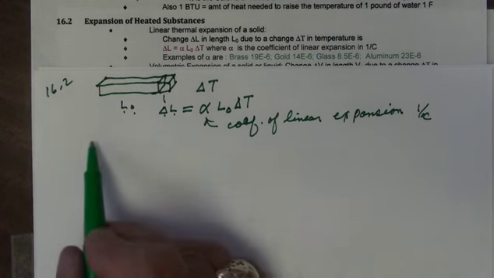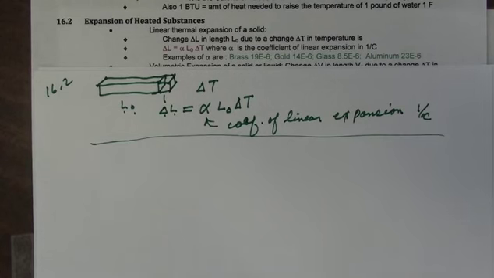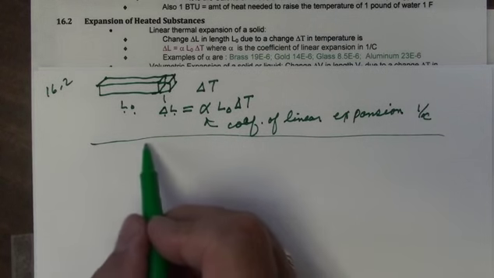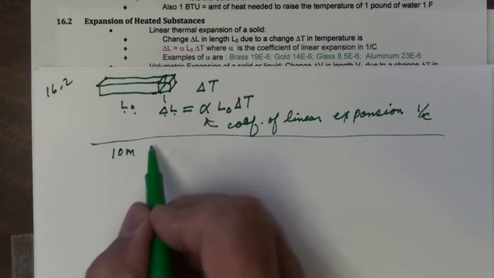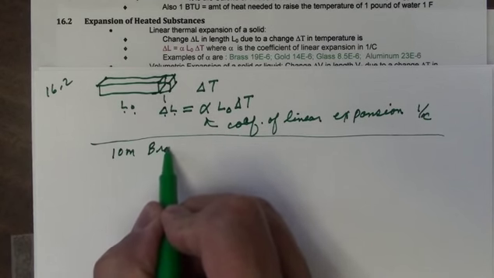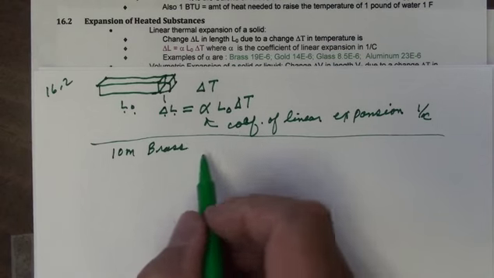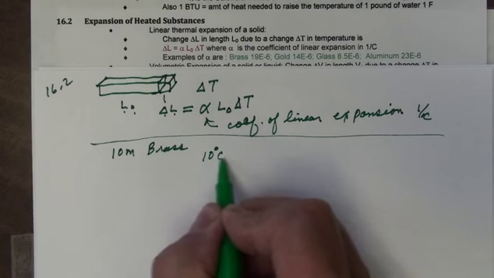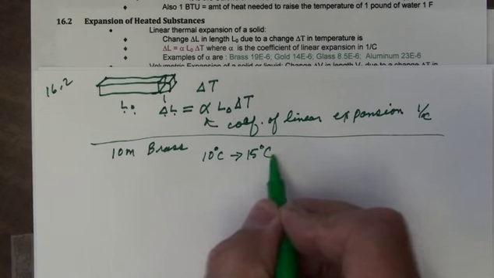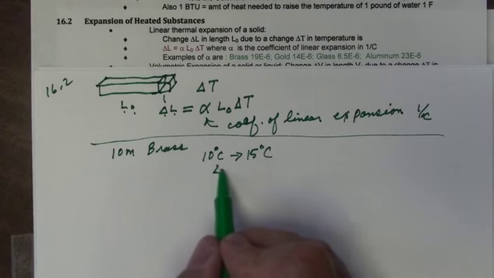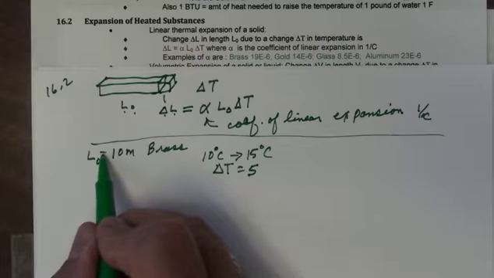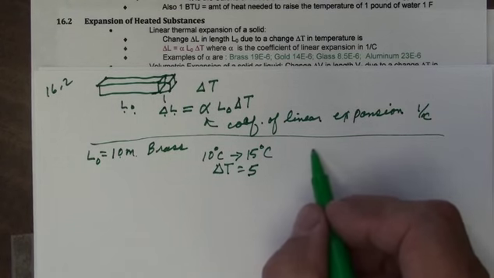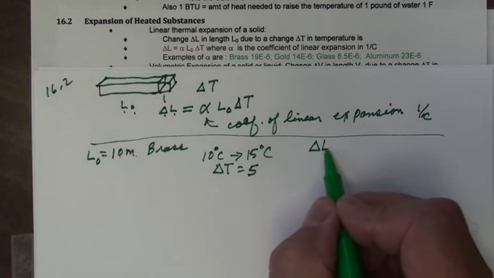Now that gives us our expansion. What problem might we have? The problem that you should be familiar with is you have 10 meters of, let's say, brass, and you're going to raise its temperature by, let's say, 5 degrees, from 10 degrees Celsius to 15 degrees Celsius. So we're going to have a delta T that would be 5 degrees. And we would have an original length equal to 10. What do we always want to compute? We want to compute the change in the length.